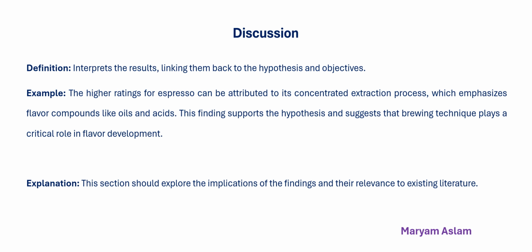Discussion. Interprets the results, linking them back to the hypothesis and objectives. Example. The higher ratings for espresso can be attributed to its concentrated extraction process, which emphasizes flavor compounds like oils and acids. This finding supports the hypothesis and suggests that brewing technique plays a critical role in flavor development. Explanation. This section should explore the implications of the findings and their relevance to existing literature.